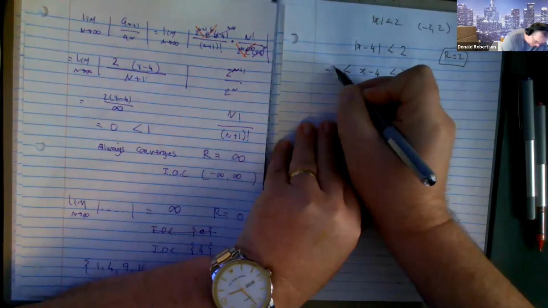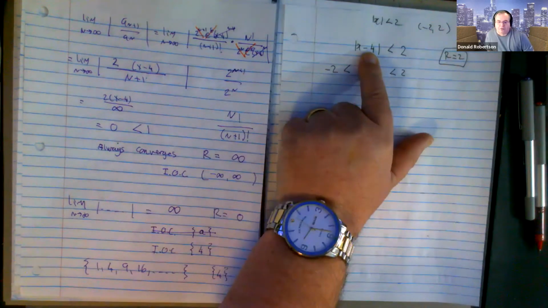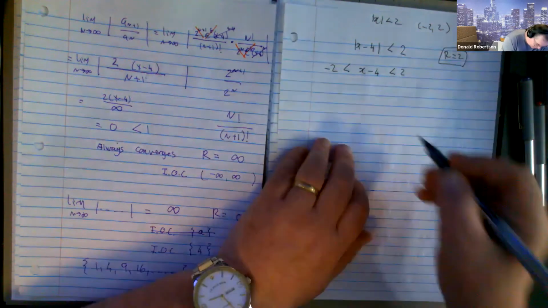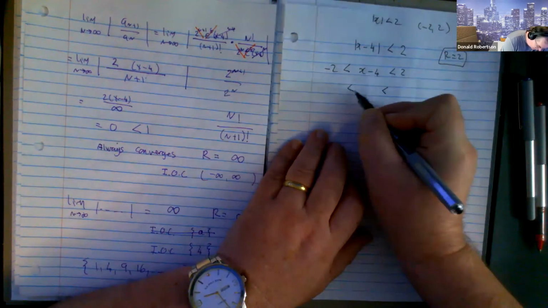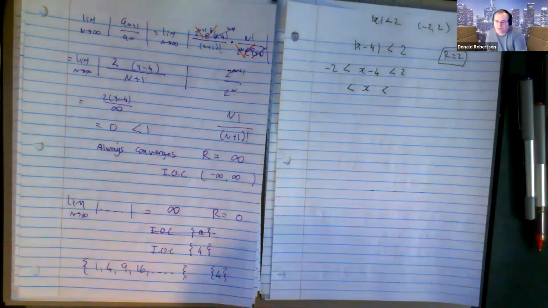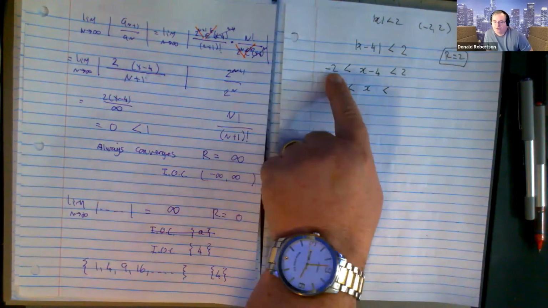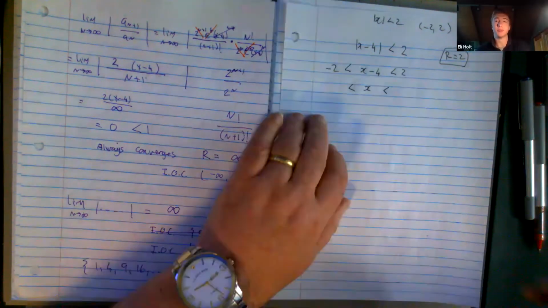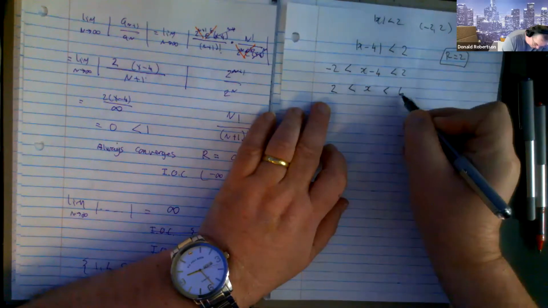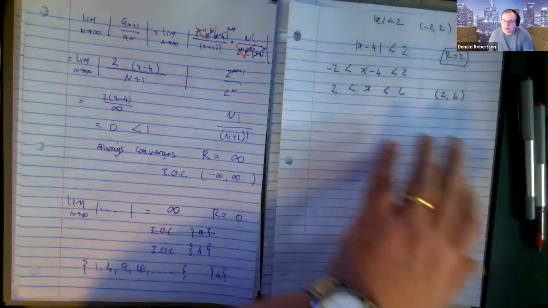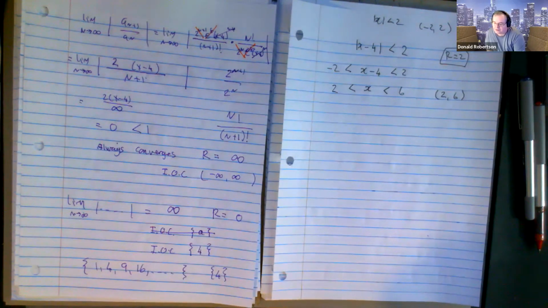But when it's this guy, you have to do a little bit more work. You start off by converting the absolute inequality into what I call a sandwich inequality. What would you do to get x in the middle? Because you need x in the middle. What would you do here? Add 4 to both sides. Okay, and in this case you get 2, in that case you get 6. So your interval of convergence would be 2 to 6, right? Any value of x between 2 to 6 would work.